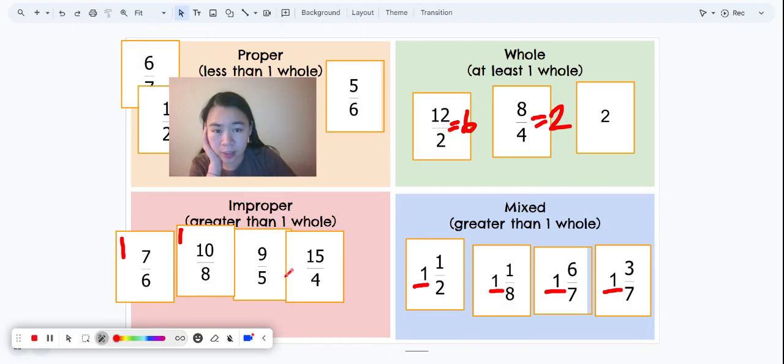How many 5s fit into 9? Only 1. So these 3 cards are all one whole and then a little bit more. 15 divided by 4. Now this one is more than just one whole.